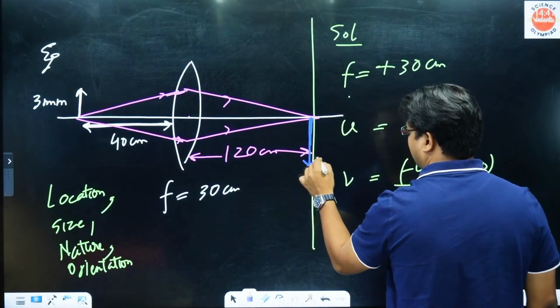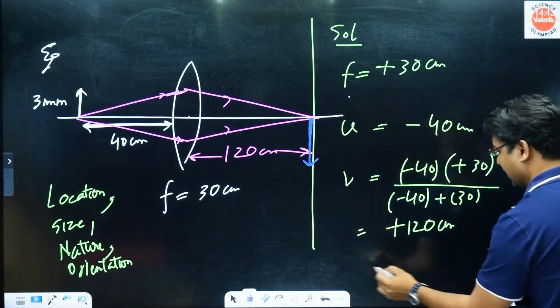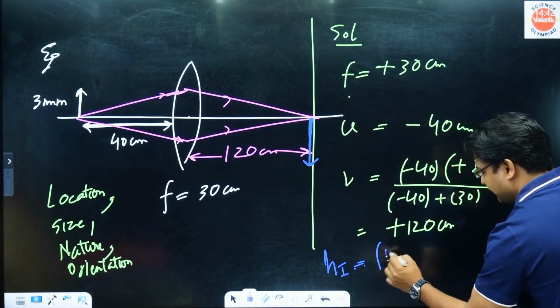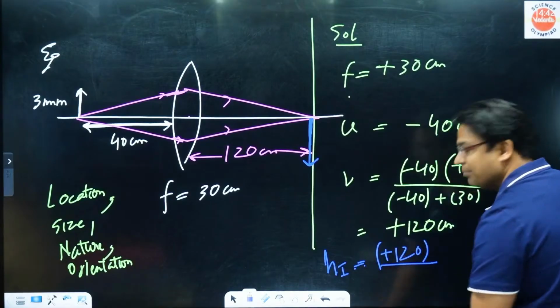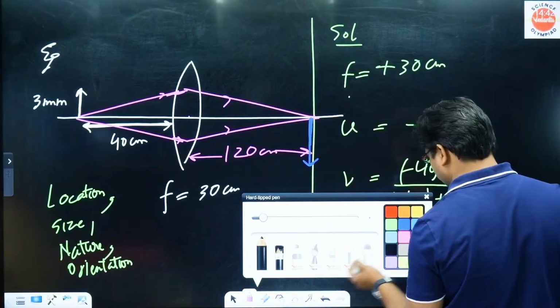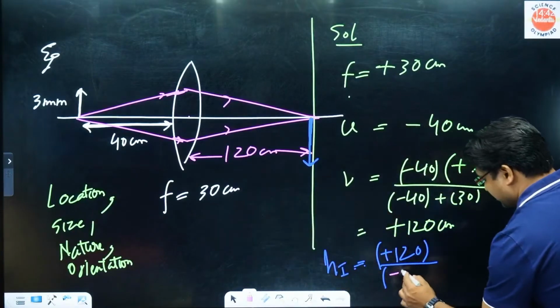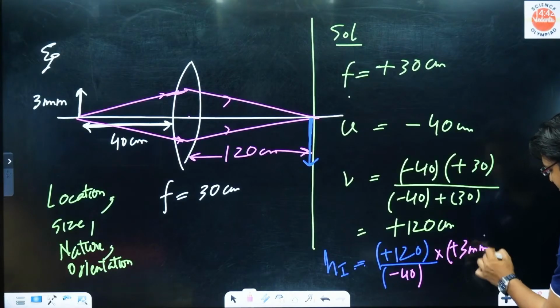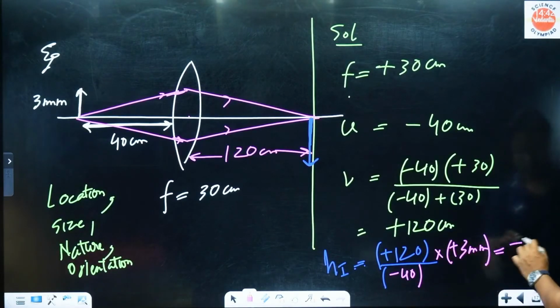Okay. Now, what is the height? And the same thing can be concluded by writing height of image. Height of image would be V, that is 120, by U. U is, let me change the color, it may not be visible to the students, into height of object. So it turns out to be how much? It turns out to be minus 9.